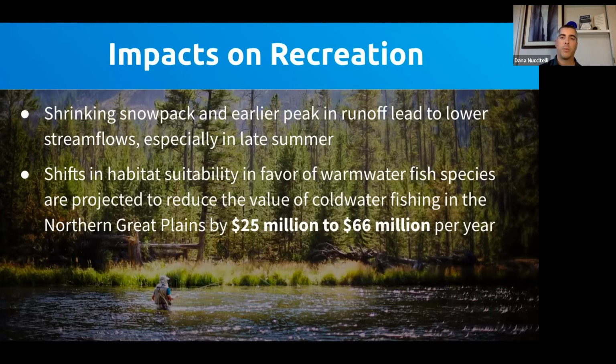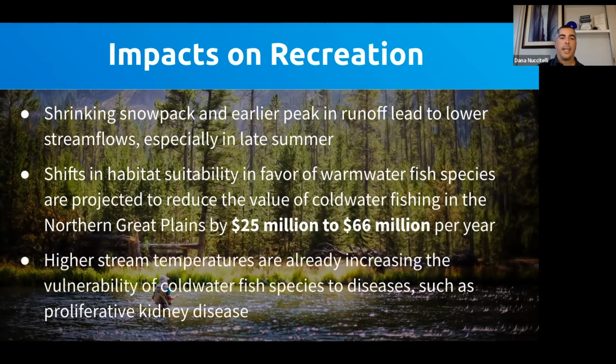And so it's a real problem for cold water fish species that are adapted to a certain temperature of water and the temperature's rising. And so that's a problem for cold water fishing, which is a very valuable industry for these states. And it's already creating problems, making these cold water fish species vulnerable to diseases like proliferative kidney disease, for example. So we're already seeing some of those impacts.